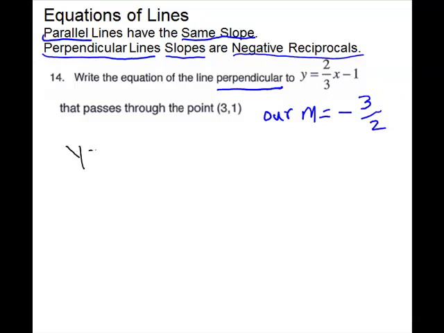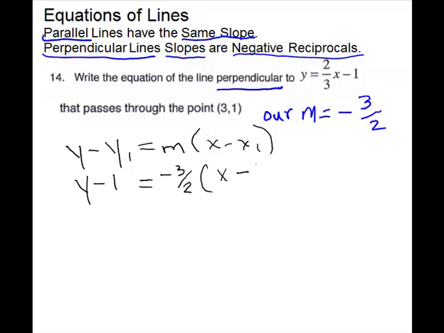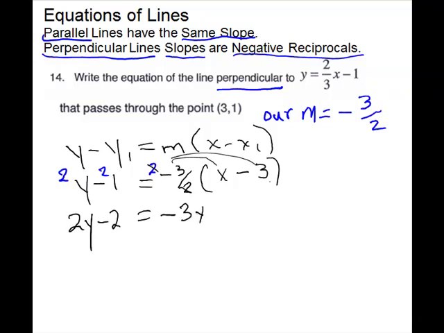So we'll have y minus y1 equals m times x minus x1. Plug in what you know. So y minus 1 equals negative 3/2 times x minus 3. Clean up your fractions, so we'll multiply through by 2. Gives us 2y minus 2 equals a negative 3 to distribute. So negative 3x plus 9.